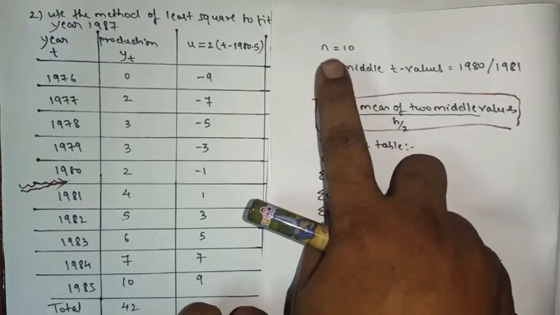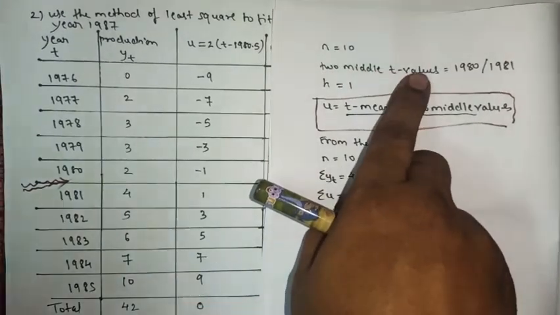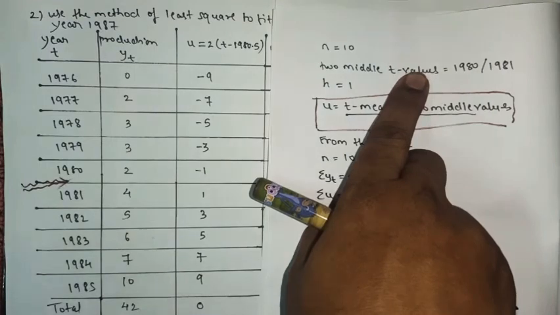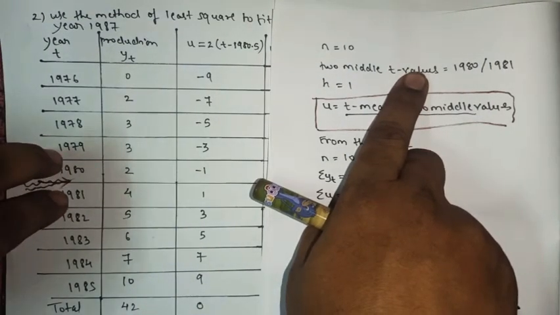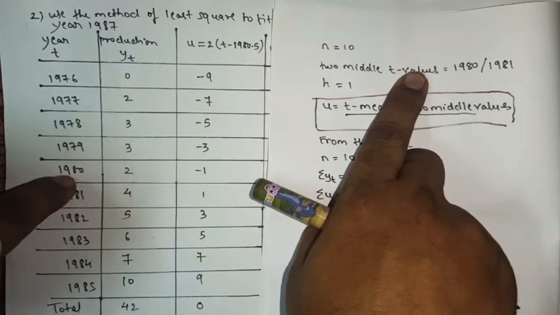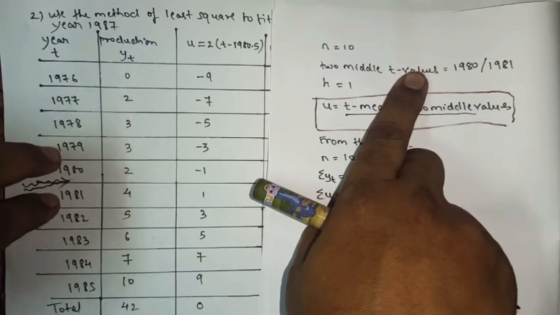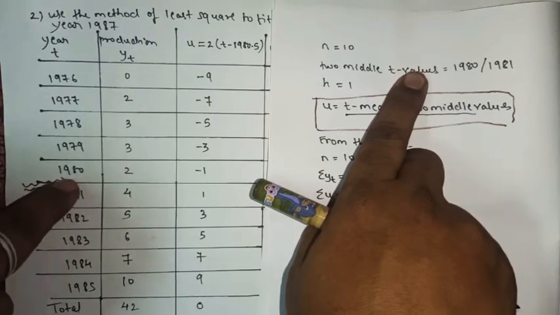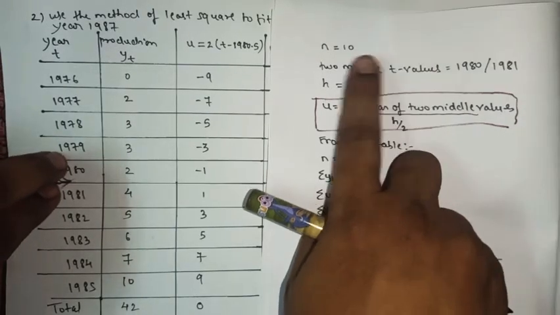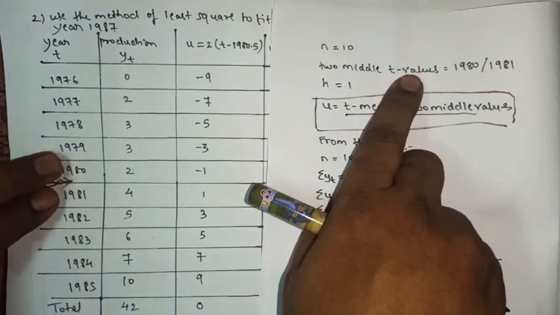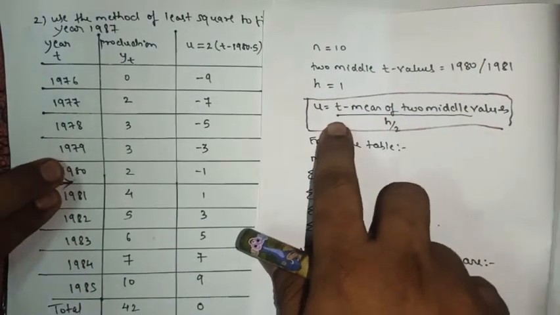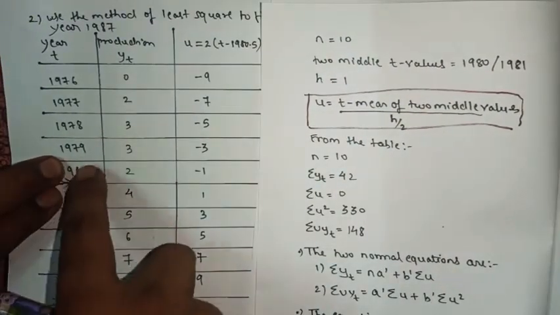So why did I write two middle t values here? Whenever the number of observations is even, the middle number will always lie between two numbers. Whenever it is odd, you will get the answer directly. So remember this: for an even number, the middle lies between these two, so you have to take these two middle t values. Okay, so now we will get two middle values.